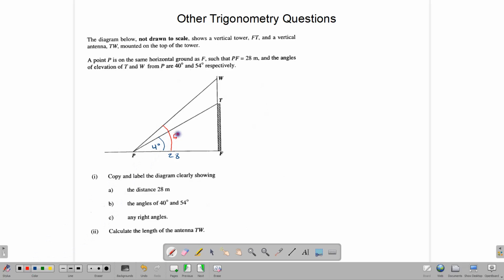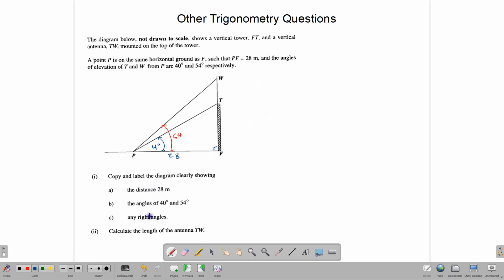It goes here. So the 54 is measured from this line to this line, and the 40 is measured from this line to this line. It's important that we see that. And the right angle, of course, is here, because any line that you draw to that vertical, as long as it's standing on the horizontal there, is going to give us a 90-degree angle.